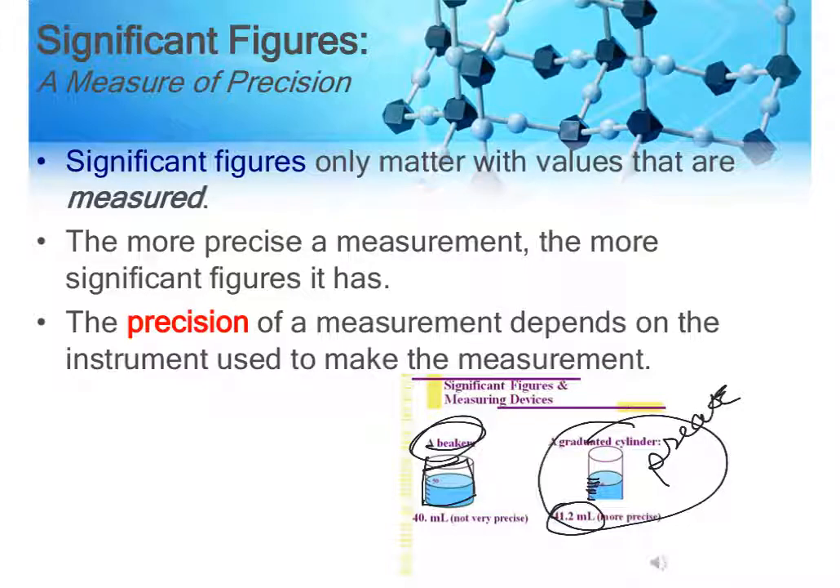So how you can tell is you look at the number or spacing of increments on the piece of equipment or glassware, and the more increments you have, the more precise of a measurement you can make, and therefore the more significant figures your measurement will have.